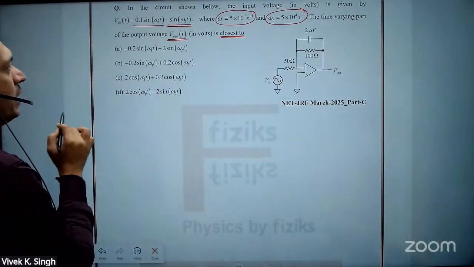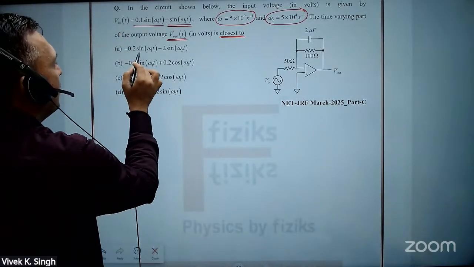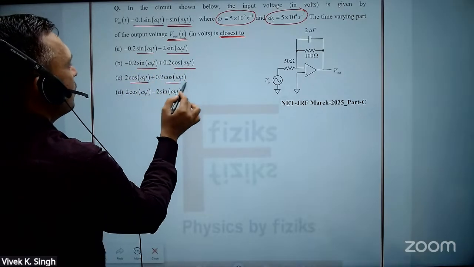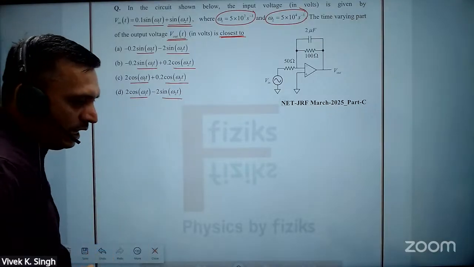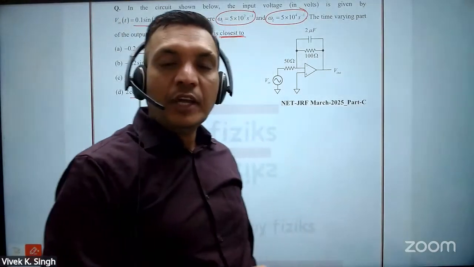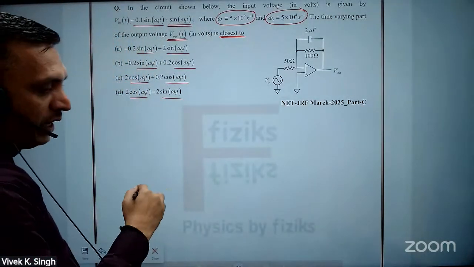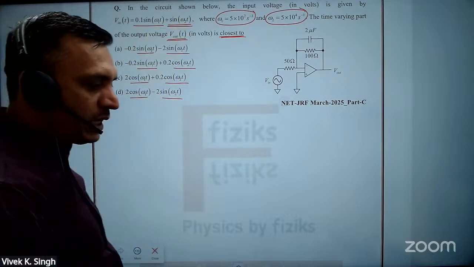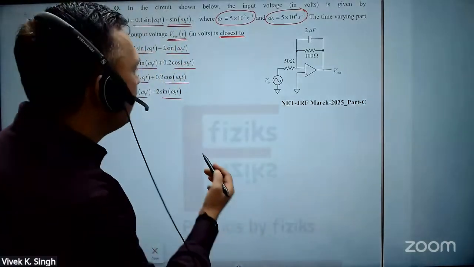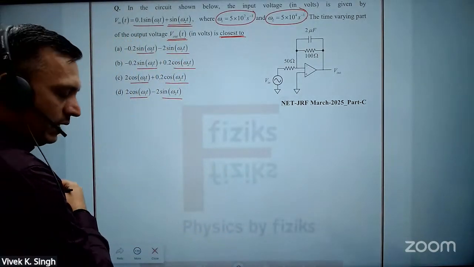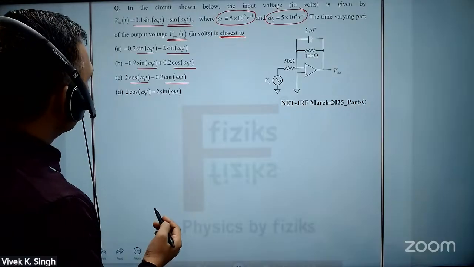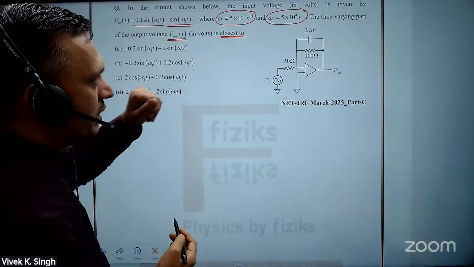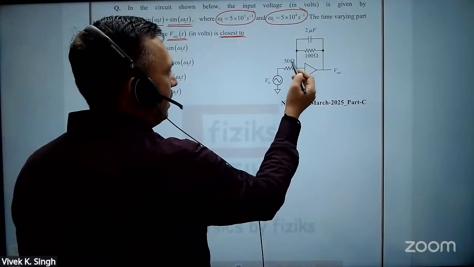Now, if you see the options, this is sine form, this is sine cos form, this is cos form, and cos sine form. It means if you can find the phase difference between output and input for signal 1 and 2, for frequency omega 1 and omega 2, you can easily identify the correct option. Okay? So first we will see how to find the phase delay for different frequencies for this particular circuit. So let's take the general formula.